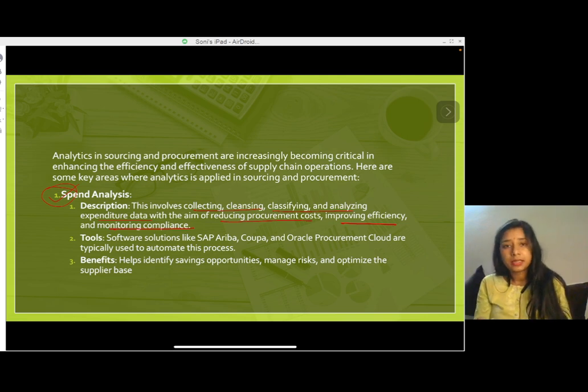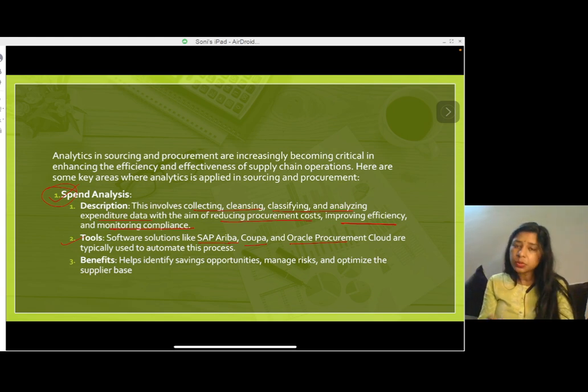If the company is using data analytics in its spend analysis, analyzing where it has spent, the data may be collected, cleaned up, and then classified to get to know what the procurement cost is and how to reduce those costs, where to cut those costs. So what are the tools available? Some of the tools are SAP, Ariba, Coupa, Oracle. These are the tools that are used to collect the expenditure data, classify and segment it, and analyze it.